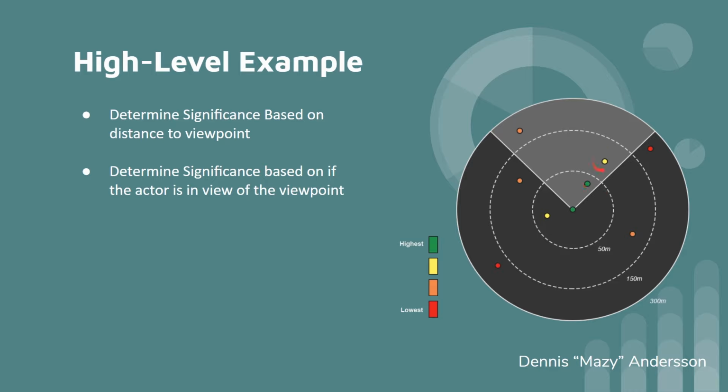But once we start getting further away, the significance gets lower and lower. It also gets increasingly lower depending on whether it's in view or not. So if it's not in view, it gets lower. If it's not in view and it's the same distance as another actor that is in view, it's going to have a lower significance because it's not in view.